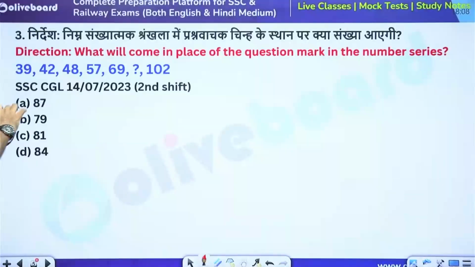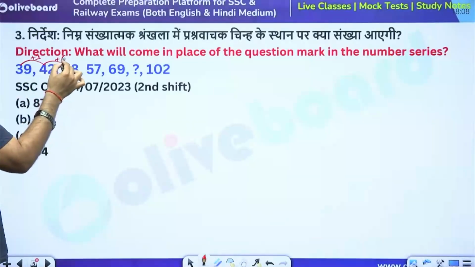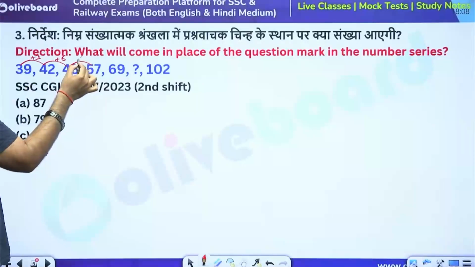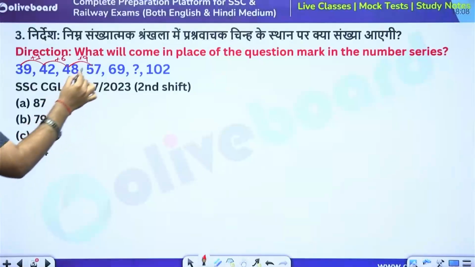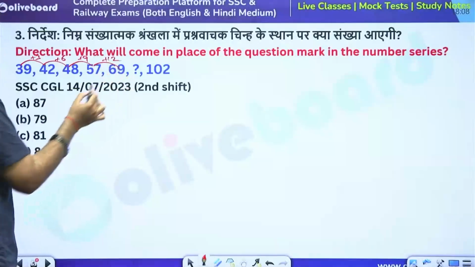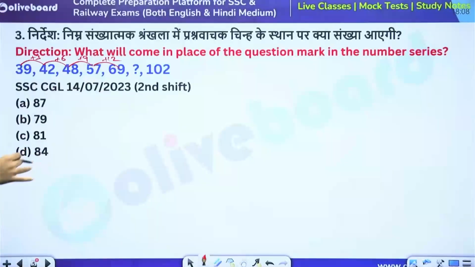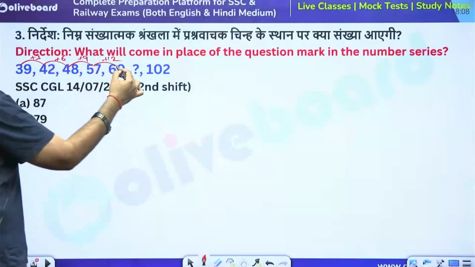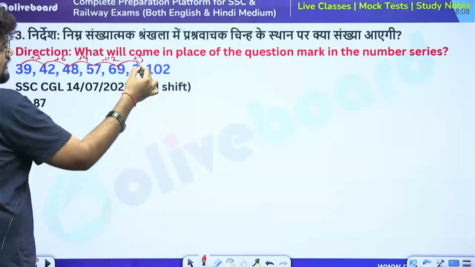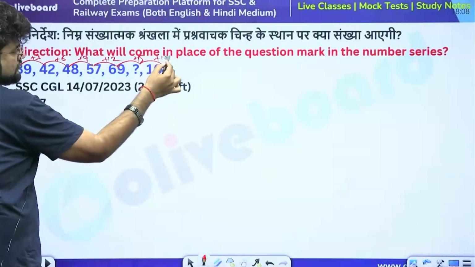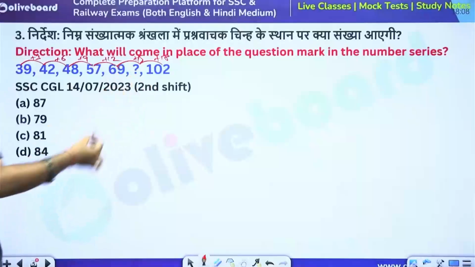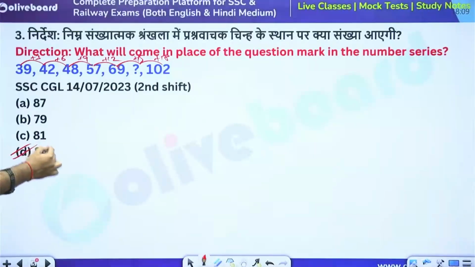So what is the difference between 39 and 42? Plus 3, plus 6. Next is plus 9. Next is plus 12. So they are just multiples of 3, right? The next one will be 15 and the next one will be 18. Cool. So 69 and 15, what is going to be your answer? 84. Option D is the right answer.